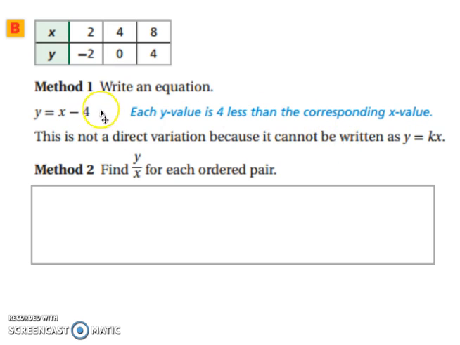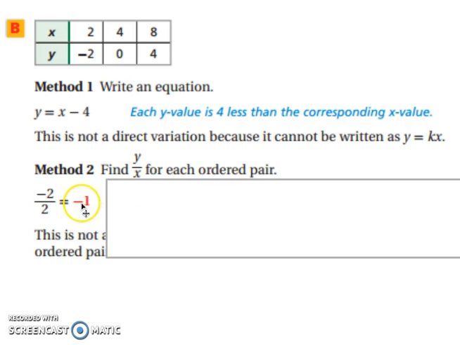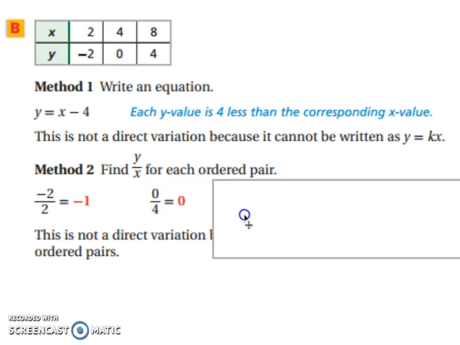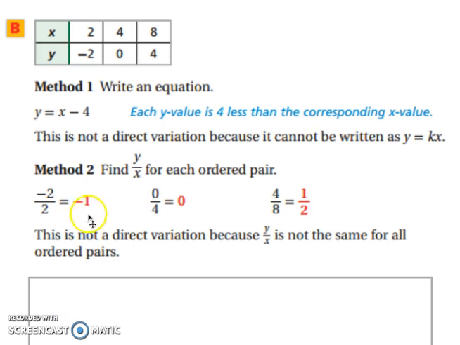But say you're having trouble coming up with an equation. Well, we can do y divided by x. So negative 2 divided by 2 is negative 1. 0 divided by 4 is 0. And then 4 divided by 8 is 1/2. Okay, so they're not all the same, which is another way to say, hey, that's not a direct variation.